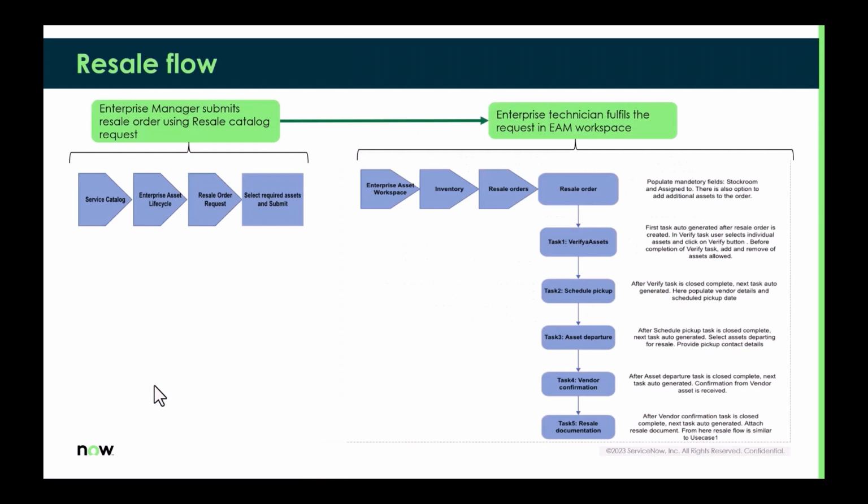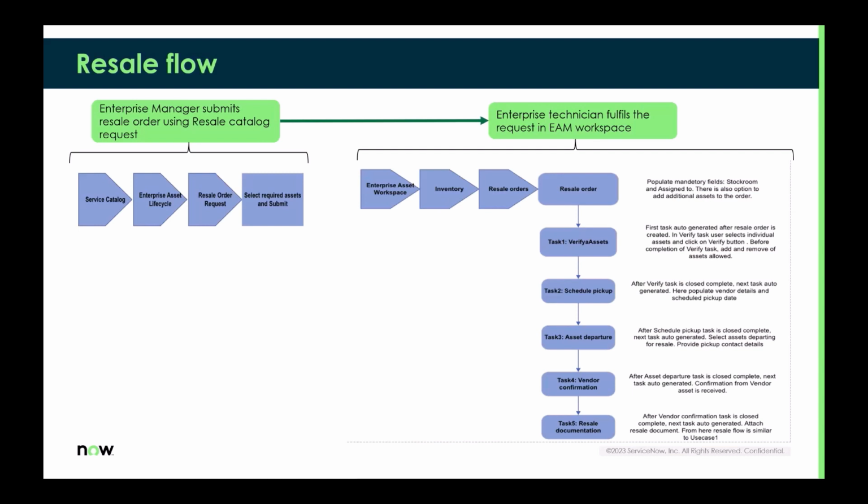Here is a high-level overview of how the resale flow actually works. The enterprise manager will raise the request by accessing the resale order request form from the enterprise asset lifecycle category of the service catalog. After filling in the needed data, the request will be submitted, and at the backend, an asset resale order will be generated. On the workspace, enterprise technicians will be able to access that asset resale order via the inventory module's resale order tab.